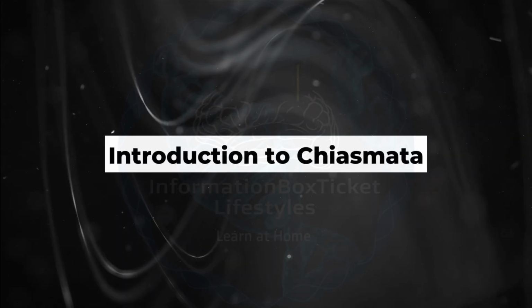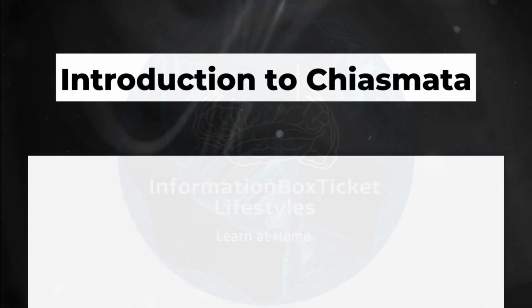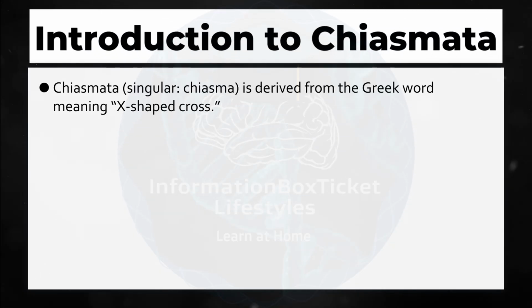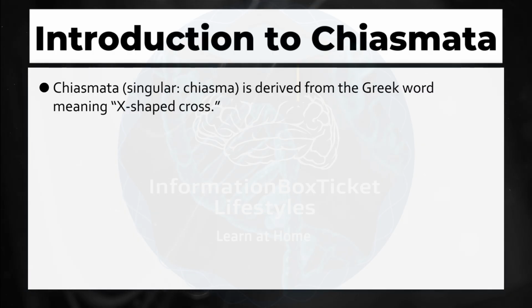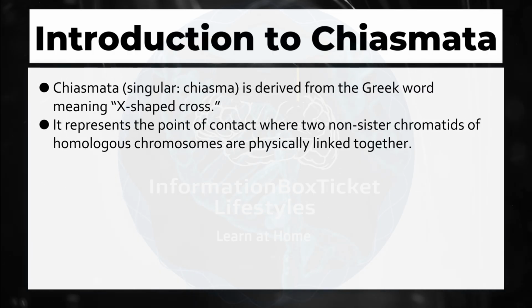Introduction to chiasmata. Chiasmata, singular chiasma, is derived from the Greek word meaning X-shaped cross. It represents the point of contact where two non-sister chromatids of homologous chromosomes are physically linked together.